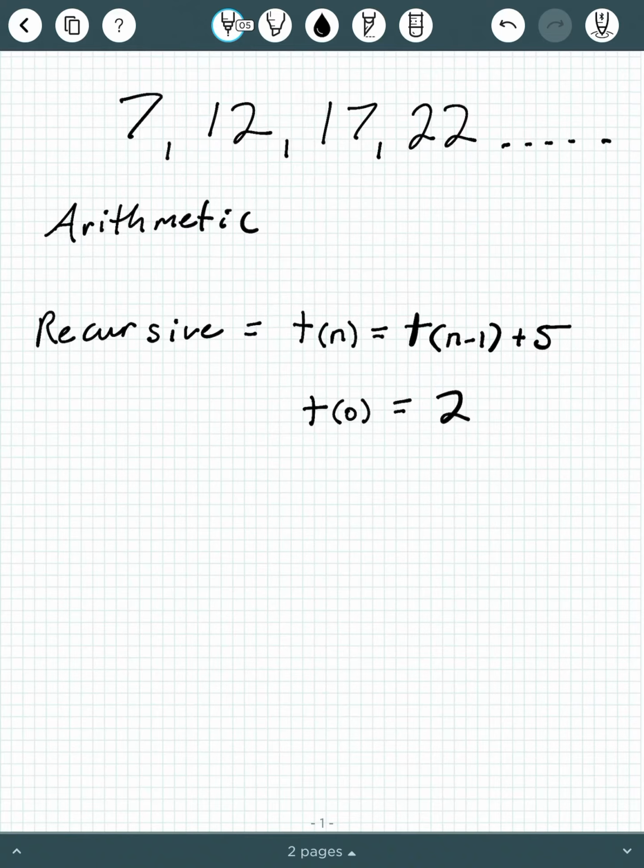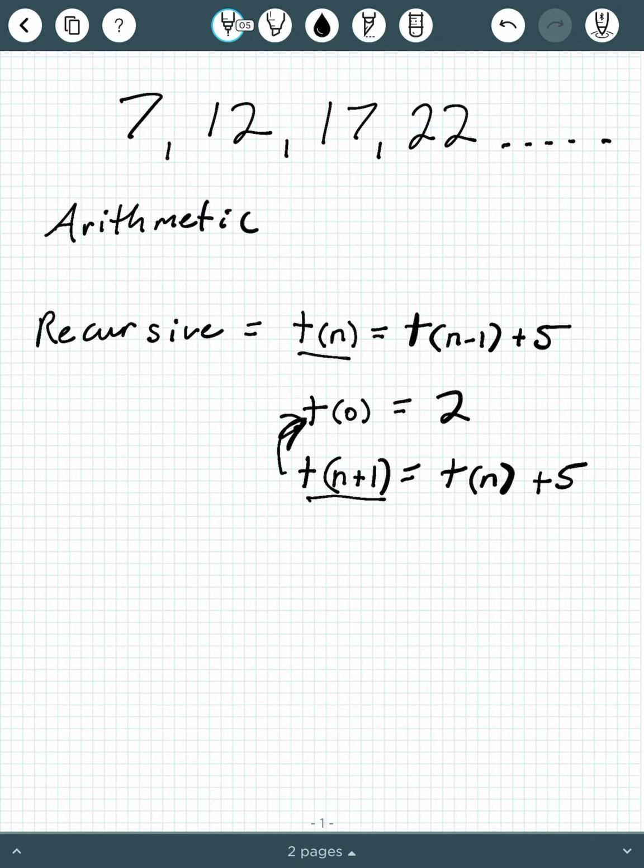In class, we've also written these other ways. Another way to write a recursive rule would be to start with t of n plus 1 instead of starting with t of n. But now because I've done n plus 1, the term right before that would just be t of n. We'd still be adding 5. That t of 0 equals 2 would still work. The only thing we changed was the t of n plus 1 and t of n. But those are both recursive rules for that arithmetic sequence.